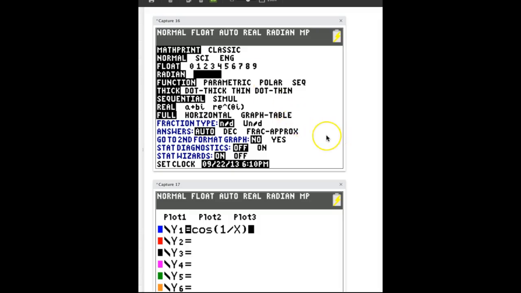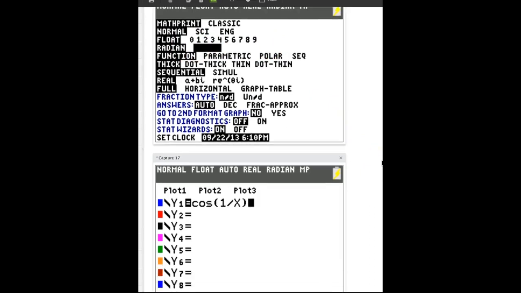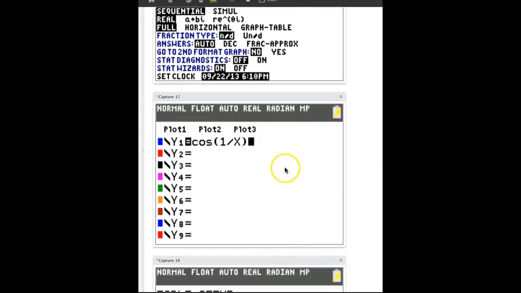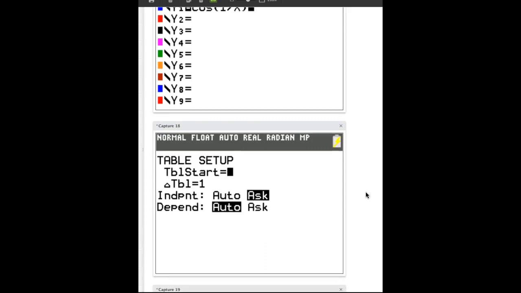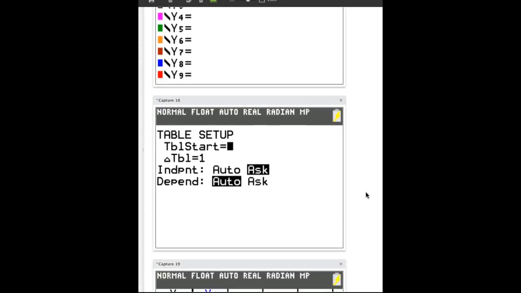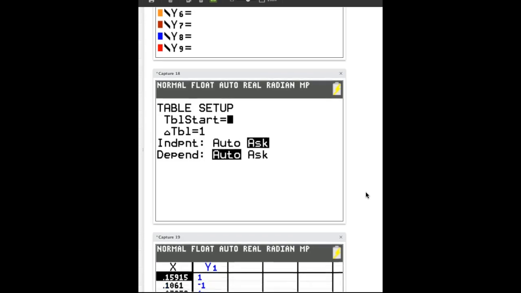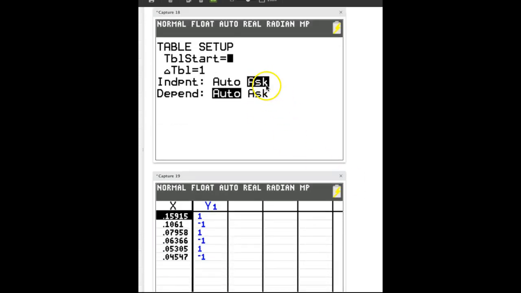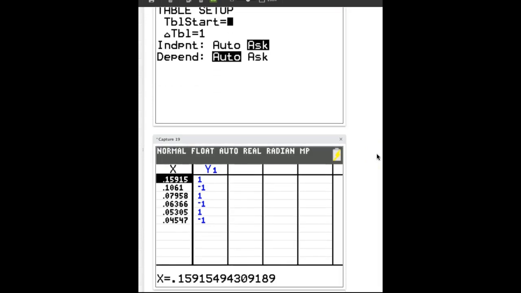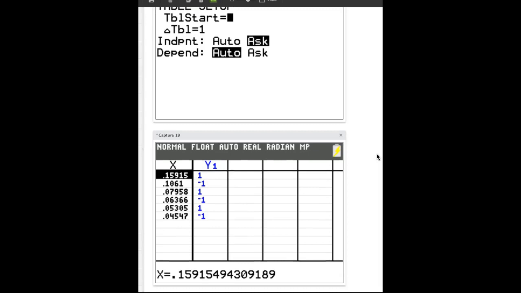Okay, I've done that. Just some things to point out: I'm using my TI-84 Plus. Make sure you're in radian mode, and then enter the function cosine 1 over x. Next, go to your table setup. Remember, you press second window, and you put your independent variable, your x variable, in ask mode. Now I'm going to start entering values after I go to the table, which is second graph.